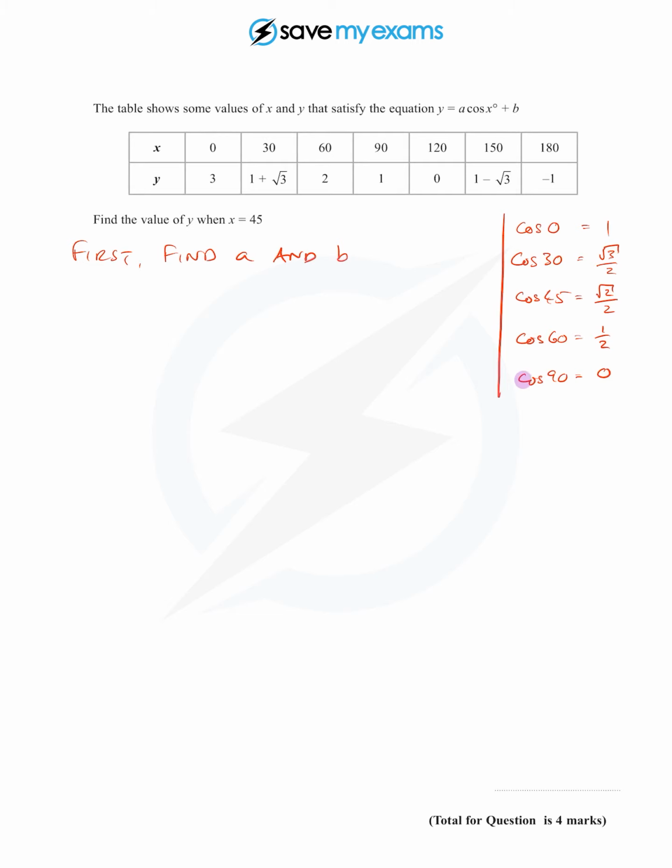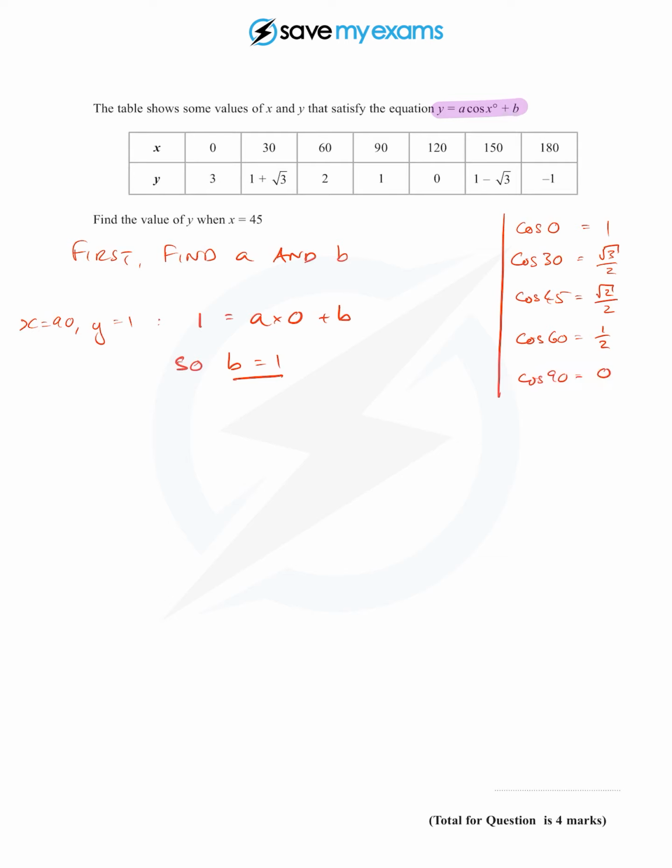Well, this looks like a good one to use. Cos of 90 is 0. So let's do that first of all. So let's say x equals 90, y equals 1, and put that into this equation. So we get y, which is 1, is equal to a times 0 plus b. And that gives me straight away b equals 1. Right, that's a good start.